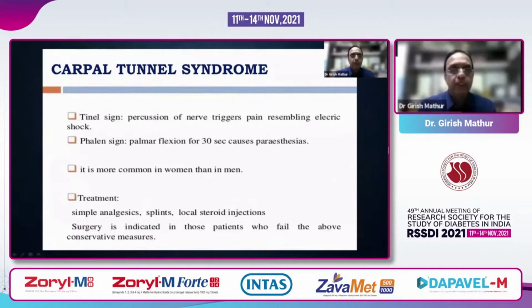It is more common in women than in men. Treatment consists of analgesics, splints, and local steroid injection, and surgery is indicated if there is no response to conservative measures.